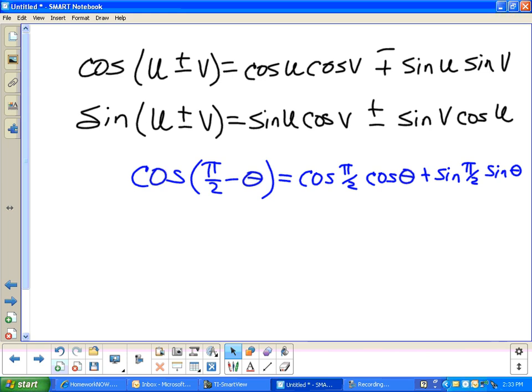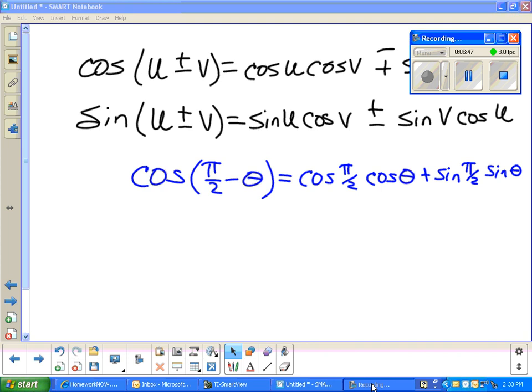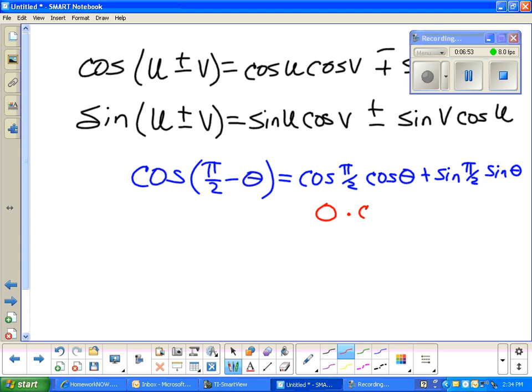Wait, cosine of pi over 2 is the same as cosine of 90, so what would be cosine of pi over 2? I'm going to pause the recording for a second. Okay, so the cosine of pi over 2 is just 0. That's still cosine theta because I have no clue what theta is. But 0 times anything is 0.